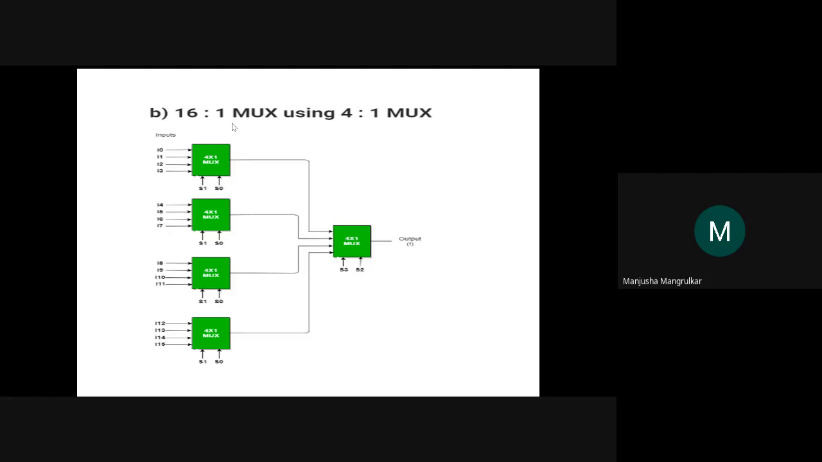A 16 is to 1 mux can be designed by using 8 is to 1, and a 16 is to 1 mux can also be designed by using 2 is to 1 mux, right? If it is an 8 is to 1 mux, then two 8 is to 1 muxes are required and one mux is required for 2 is to 1. So it is a combination of 8 is to 1 mux and 2 is to 1 mux, right? This way you can design any kind of mux by using any other type of mux.